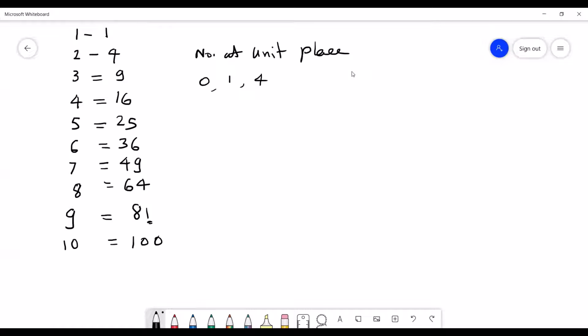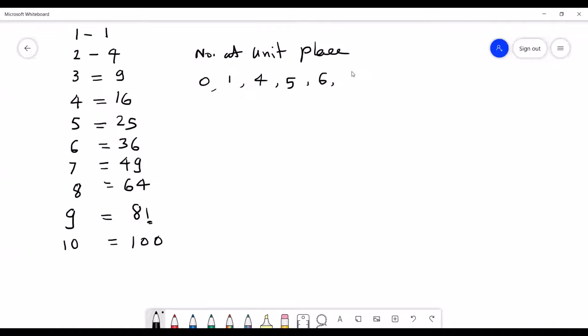Now let us consider the next number. Next number is 5. 5 is coming for the square of 5, 25. And for 15 also the square, if we take, then 25, whichever be the last number, then this may be coming. That we will see later. Then next one is 6. 6 is coming for 4 as well as 6. Square of 4 is 16 as well as square of 6 is 36. So for two numbers, the unit place 6 is coming.